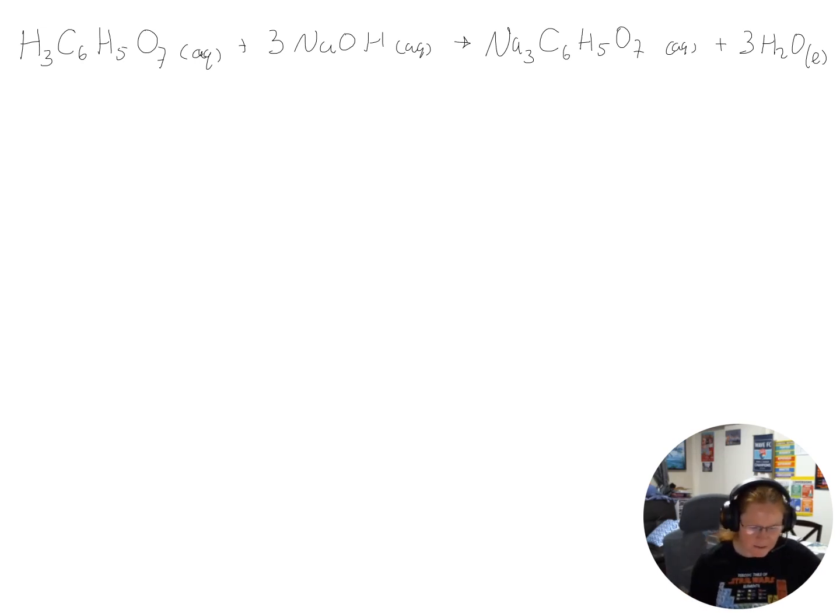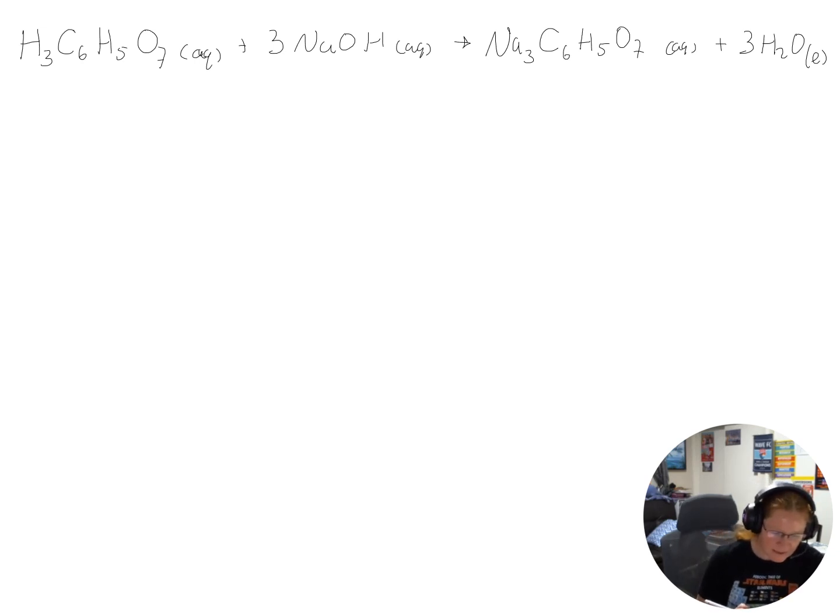Okay, so how do we go about doing this? How do we figure out what our concentration of citric acid is? Well, it says that we had 100 mils of the soft drink and it required 33.51 mils of a certain concentration of sodium hydroxide to neutralize our citric acid.